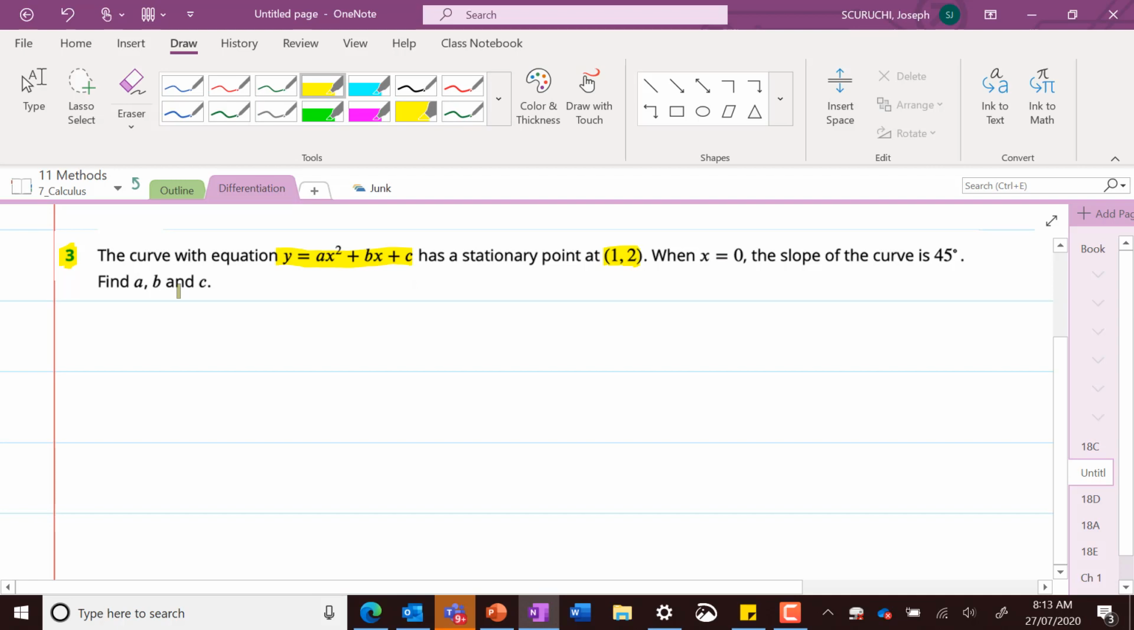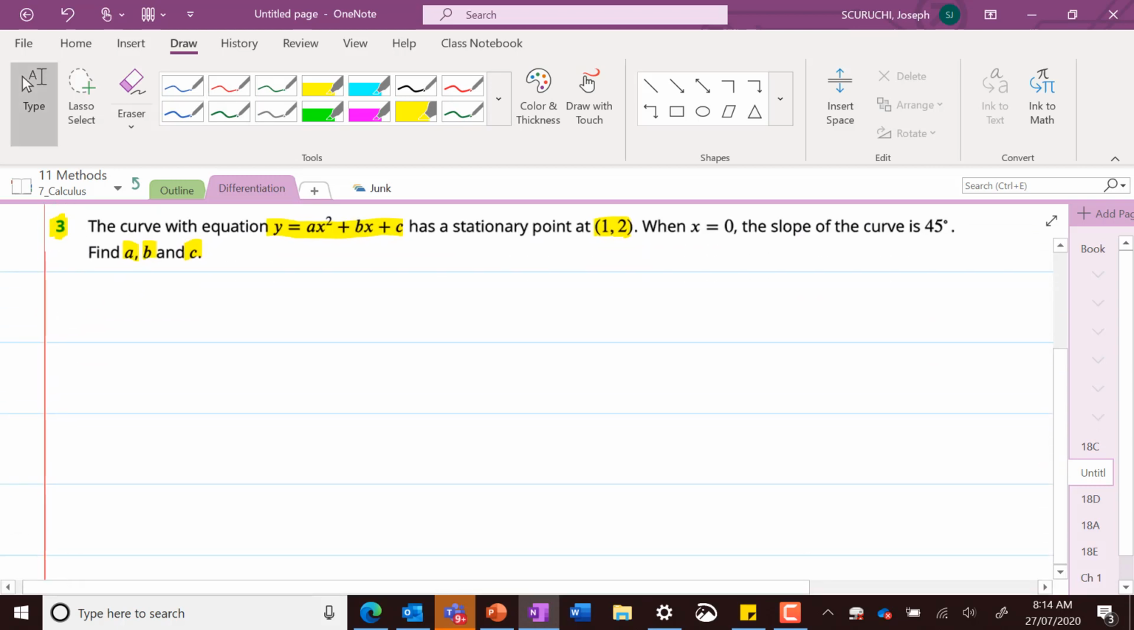So immediately we know that we're going to be dealing with simultaneous equations. We're going to be trying to find a series of equations which will help us identify what A, B, and C are going to be. So let's begin with the most straightforward piece of information, and that is we have been given a point on which the graph will lie.